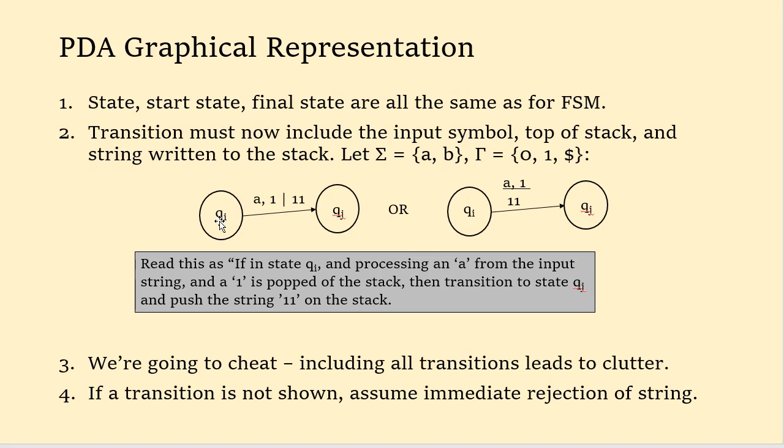So what I'm going to do is, if a transition is not shown, we're just going to assume immediate rejection of the string. It's like we're going to throw it into a garbage state. So if a transition is not shown, we immediately reject the string. That just cleans up the picture a lot. Okay, so from here I'm going to stop, and then I will get a couple of examples, and then we'll go from there.